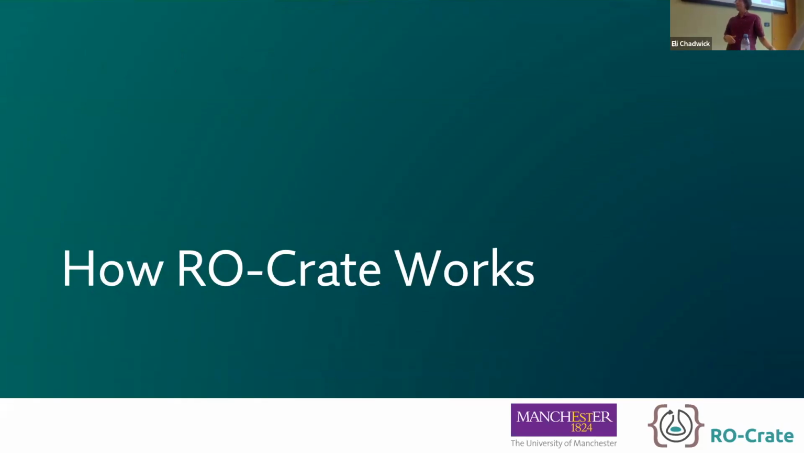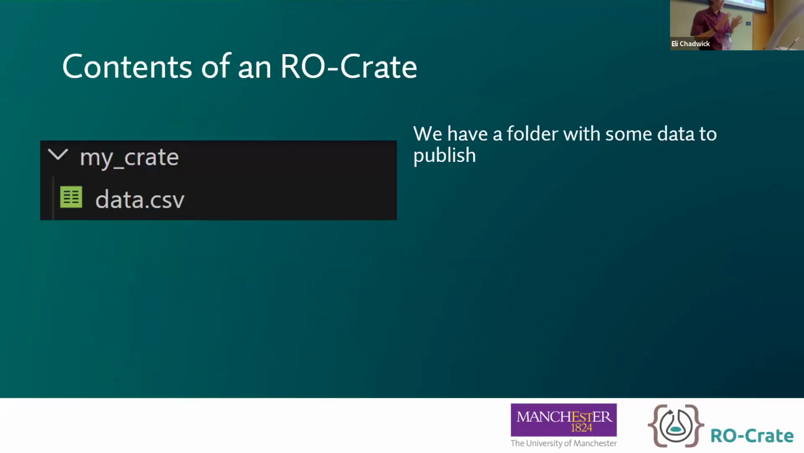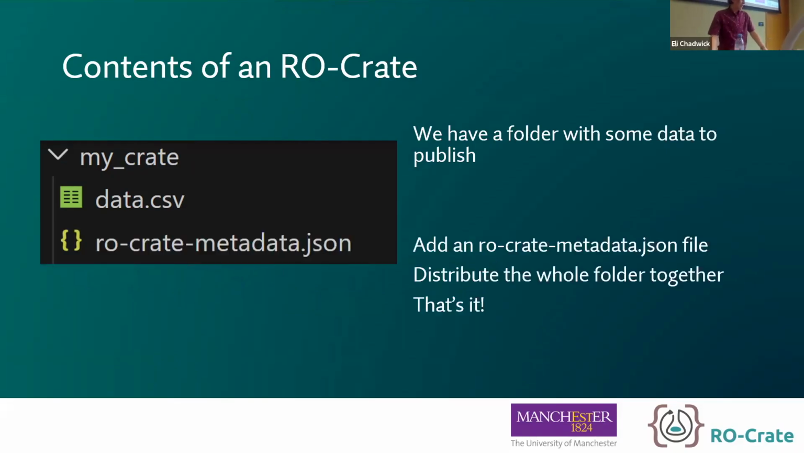Okay, so a bit about how RO-Crate works. Suppose we have a folder with some data that we want to publish, and we want to turn this into an RO-Crate, so add some metadata to it. How do we go about that? Basically, you add a special file called ro-crate-metadata.json, and then you distribute this whole folder as one object. You distribute it together, and that's it.